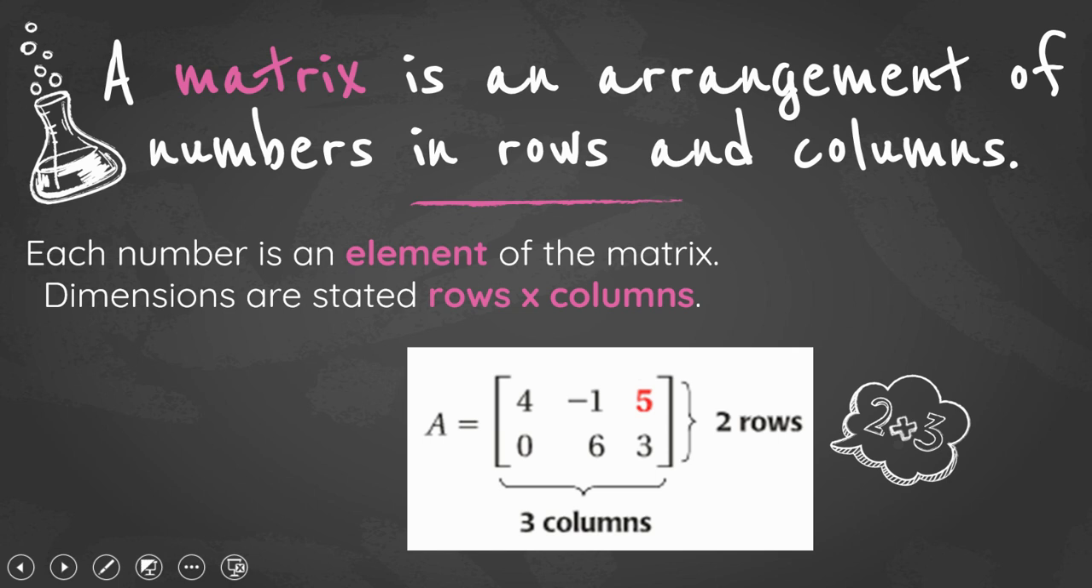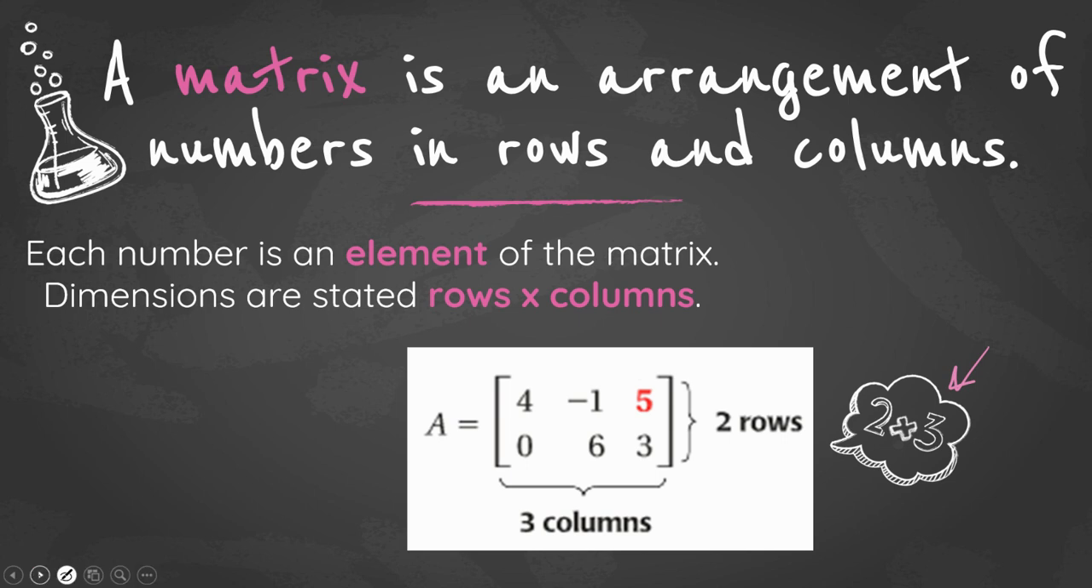Like I said, a matrix is an arrangement of numbers in rows and columns, okay? So we're taking data and we're arranging it in rows and columns. Each number is an element of the matrix, and the dimensions are always given rows first, then columns. So this matrix shown here would be a 2 by 3, okay? It's got 2 rows, 3 columns. This is a 2 by 3 matrix.